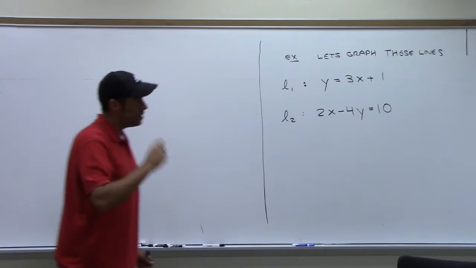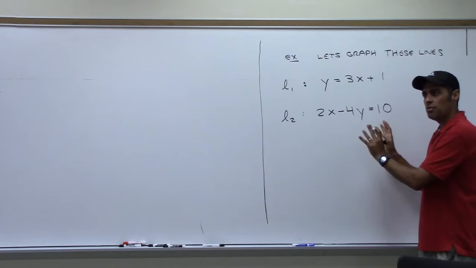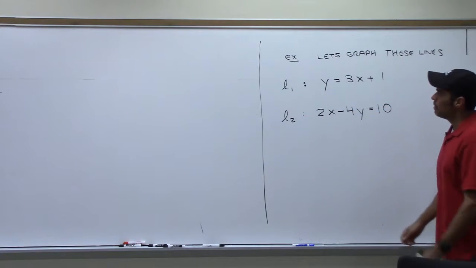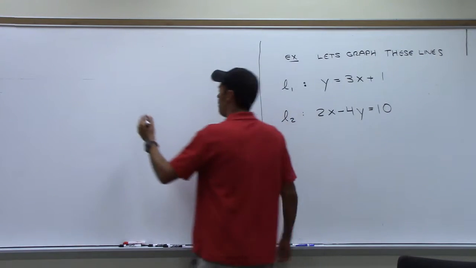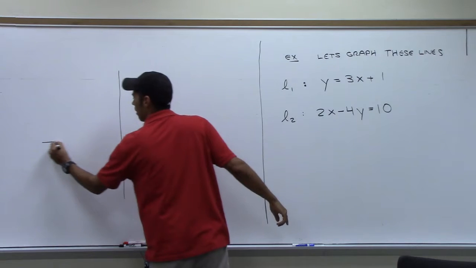So this is called a system of linear equations, and we're going to write it in a different notation when we get to the next example, but just to start, this is how I'm going to write it. So how about for L1? If you were being asked to graph this, how would you go about graphing that?